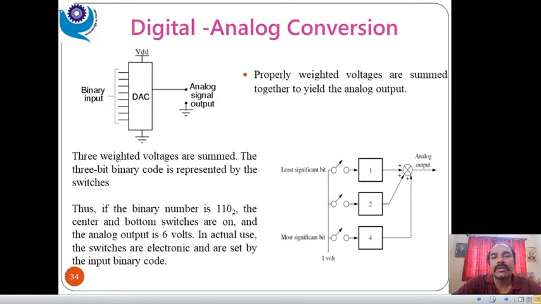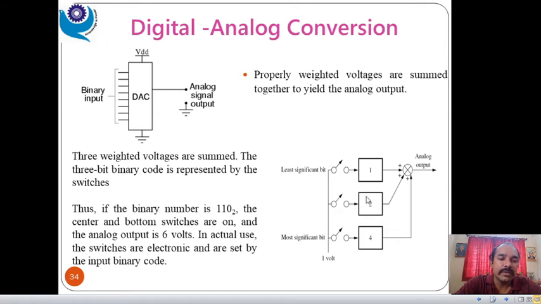So in this block we can see over here, this is the DAC block. The input that we can give over here is binary input, which is in digital 1 0 0 format, and according to this data or this format we get the analog signal. Means we reconstruct the analog signal with the help of these digital patterns. So in this block we can see properly weighted voltages are summed together to yield the analog output.